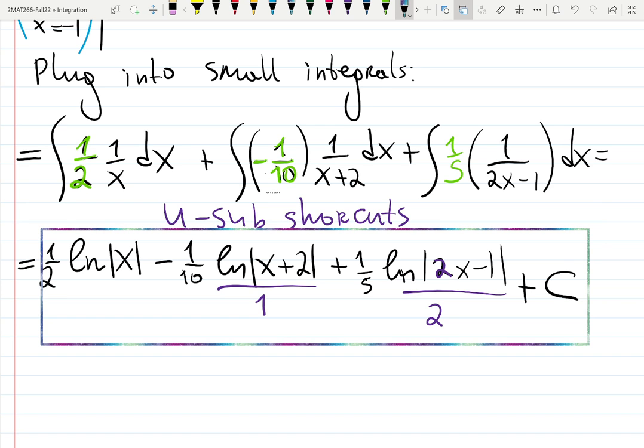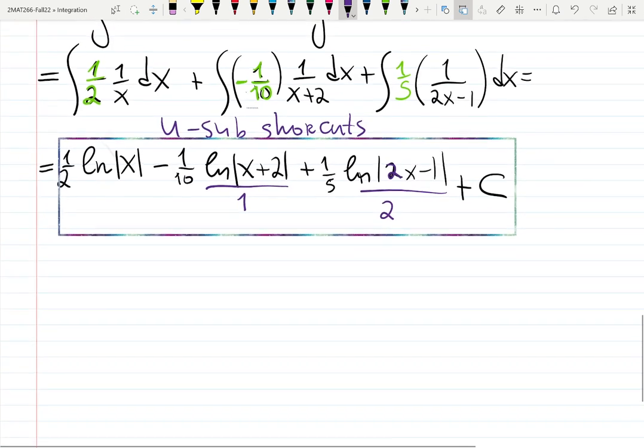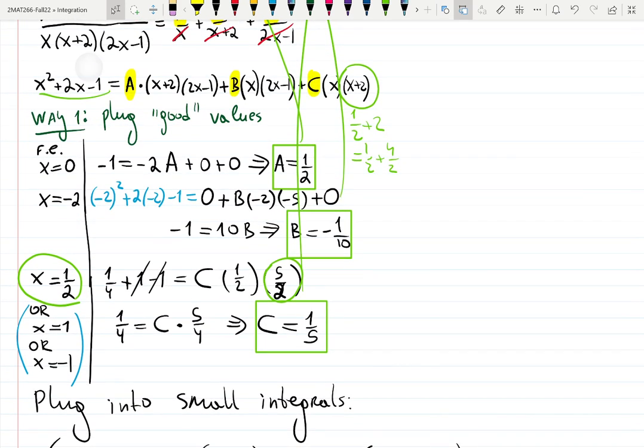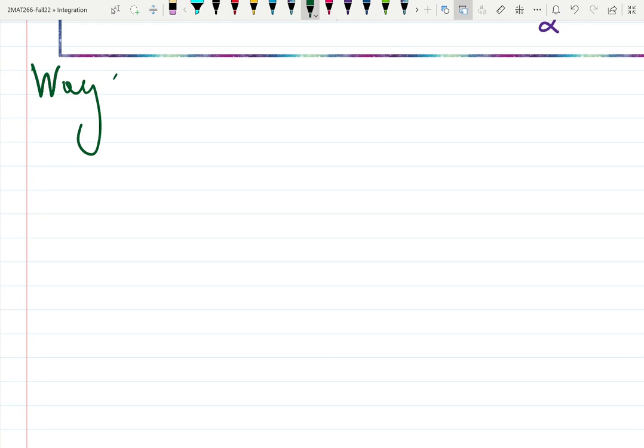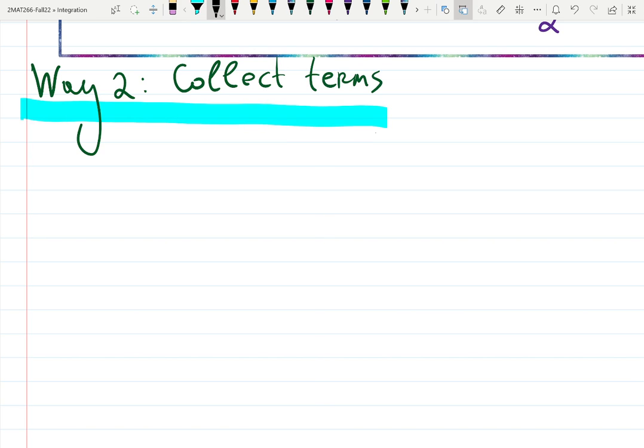Way 2. Let me show you way 2 because this is a very international explanation of how to do partial fraction decomposition. Way 1 was plug good values. Way 2 will be actually the official way of doing it, and that's what you will see in the book. Collect terms. This is the official way, so I do want to explain it. Let's rewrite the original fraction because we need to see it in front of us, so it's just better this way.